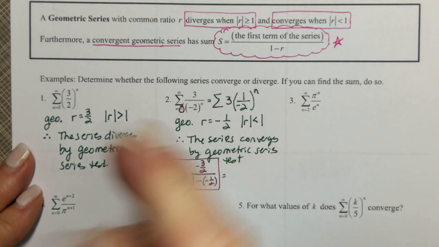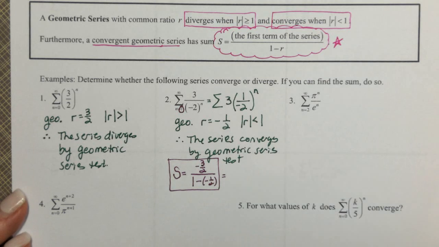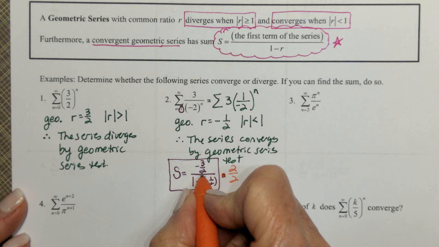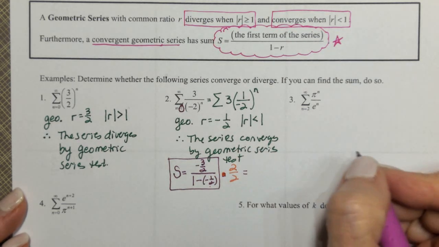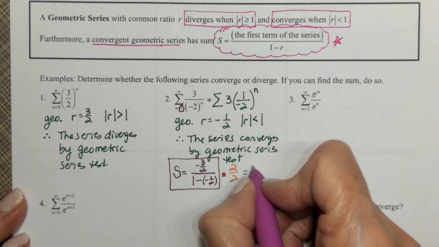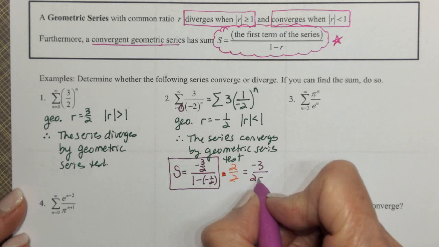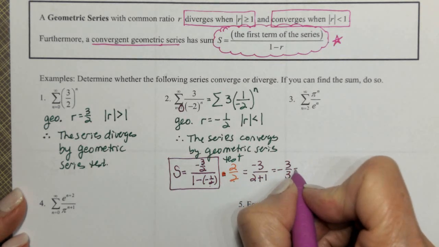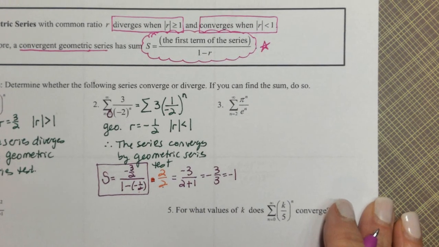However, these will be multiple choice questions, so let's simplify this. To simplify this, I'm going to multiply by 2/2 because of this little denominator here. This is a quick way to simplify a complex fraction. On top we have -3. On the bottom we have 2 times 1 plus 1. That is -3/3, which is -1. So the sum is -1 there.